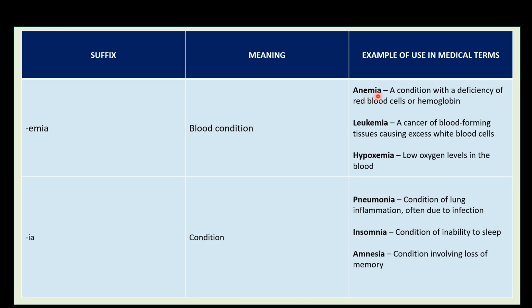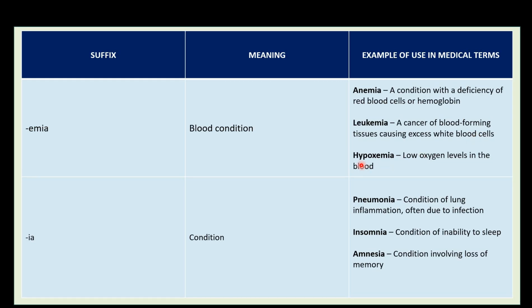The second example is leukemia. This is a terminology where we are using emia again, so that means there should be some discussion regarding the blood. You can read it: a cancer of blood forming tissues causing excess white blood cells. Again we are talking about the blood, and that's the reason we are using the suffix emia.